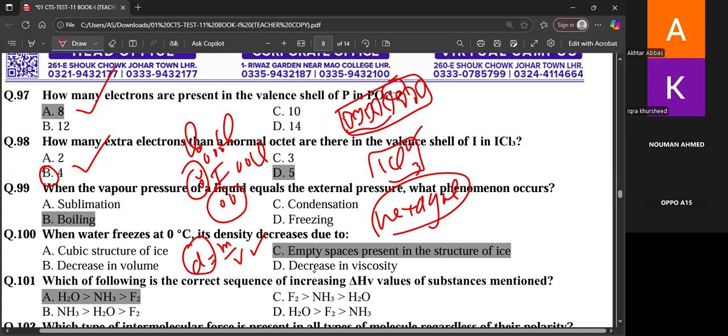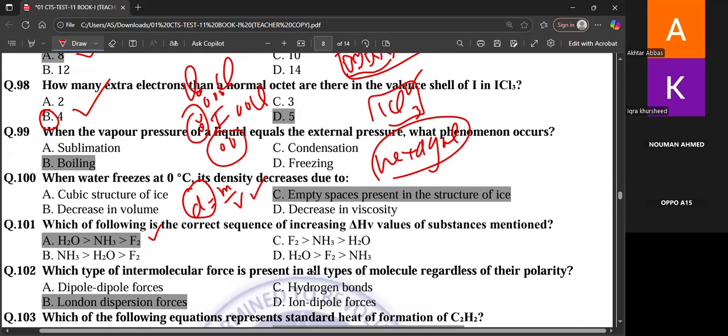Which is the correct sequence of increasing ΔHv values of the substances? The best option is H2O, NH3 and F2. You know that strong hydrogen bonding is present in water, and also in ammonia, but the stronger hydrogen bonding is in water. So here we can say that its ΔHv value is more. And in F2, weak van der Waals forces, or we can say weak London dispersion forces, are present, so ΔHv is very low. So the best option is A.